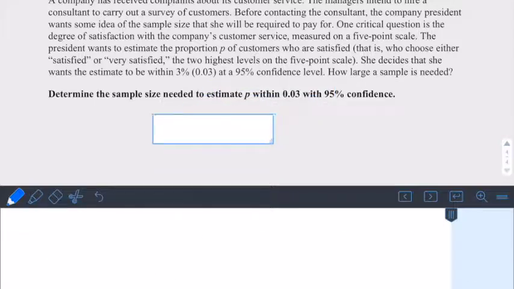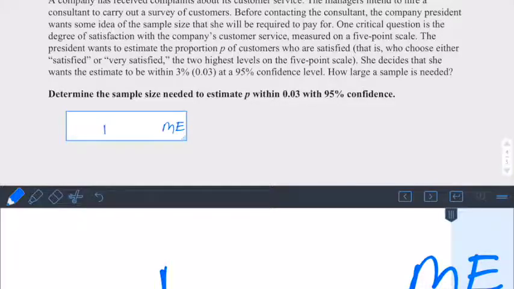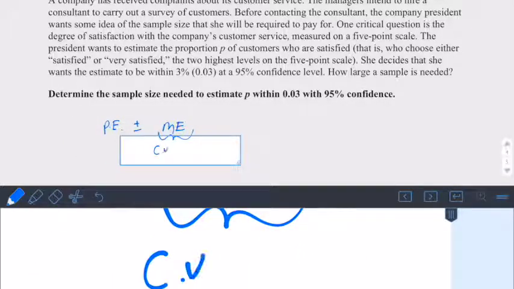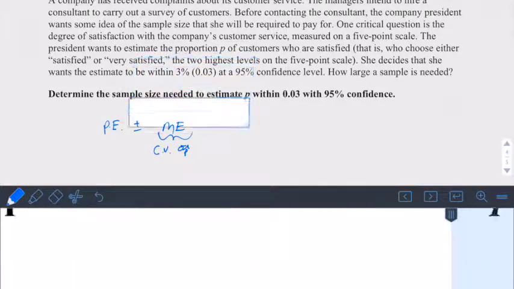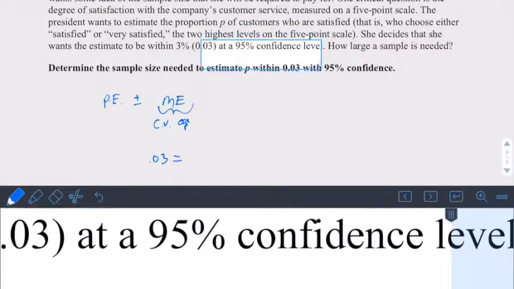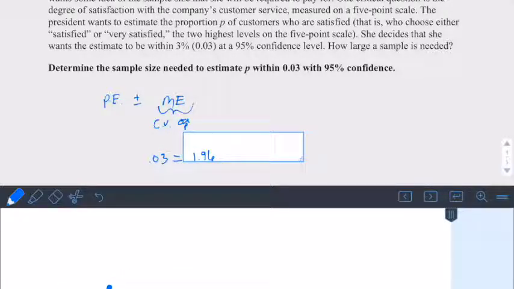0.03 is the margin of error, right? If you remember from a confidence interval, it's our point estimator plus or minus our margin of error. And our margin of error is the critical value times the standard deviation of the sampling distribution. So we know our margin of error needs to be 0.03, so 0.03 equals, remember our critical value at 95% confidence is 1.96, times our standard deviation of the sampling distribution, which is the square root of p(1 minus p) over n.